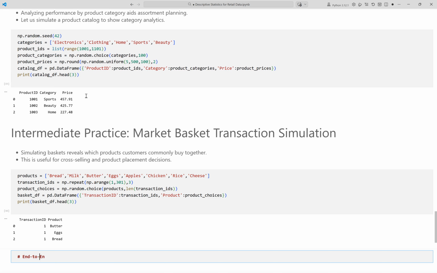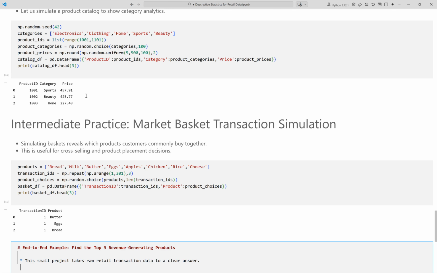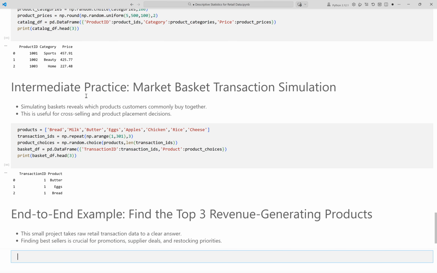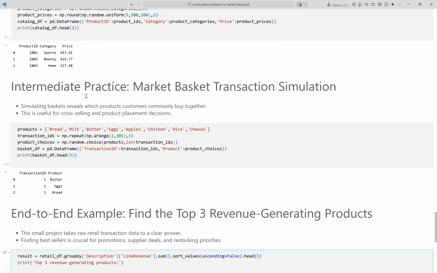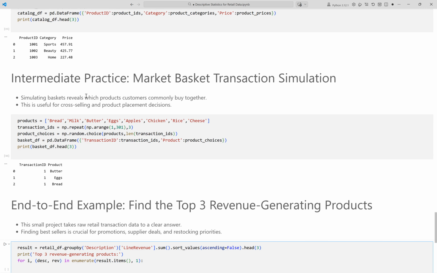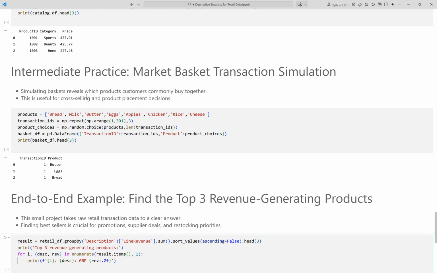End-to-end example, find the top 3 revenue-generating products. This small project takes raw retail transaction data to a clear answer. Finding best sellers is crucial for promotions, supplier deals, and restocking priorities. Running the cell now. We group transaction lines by product name and sum their total revenue. We print a header for clarity. We enumerate the results so each product is ranked. We print each product with its total revenue, ready for business decisions.